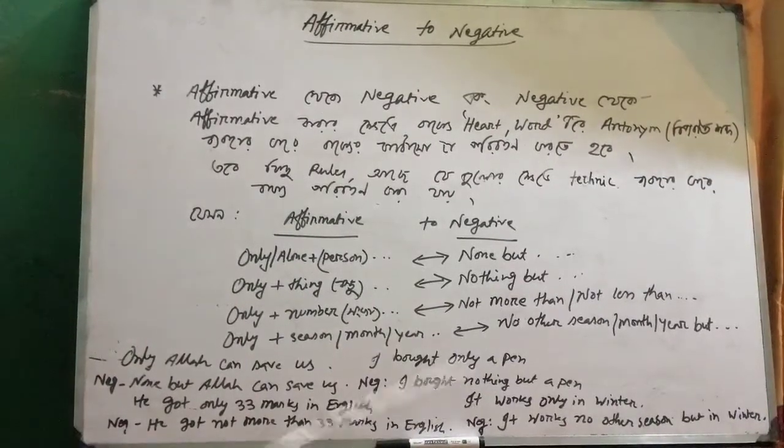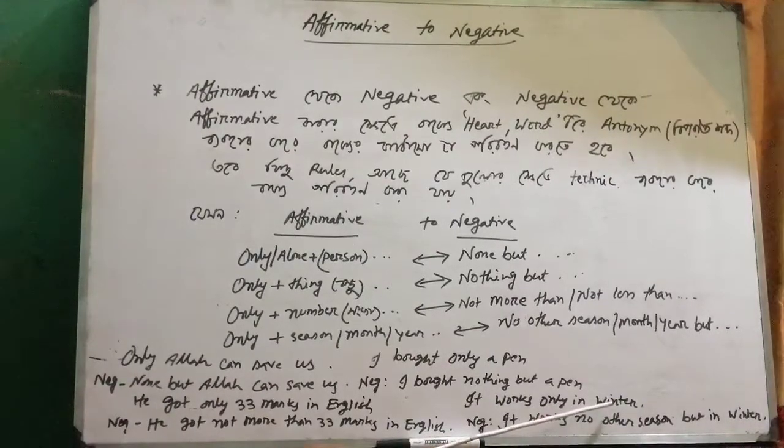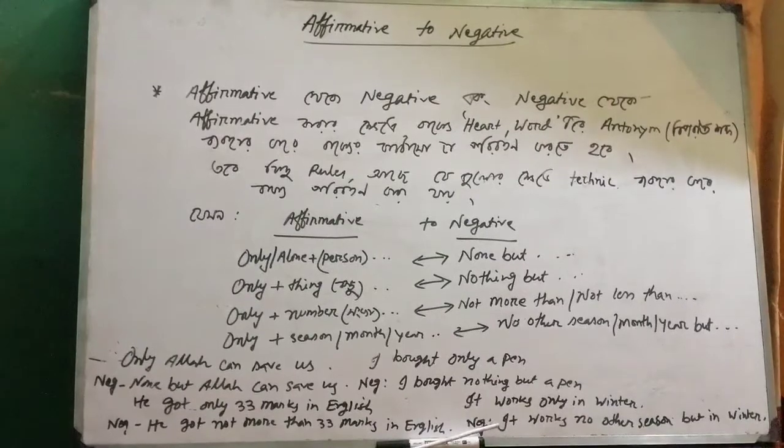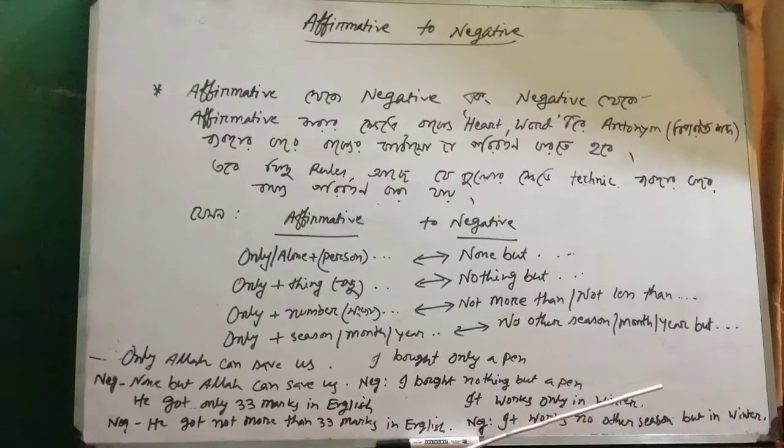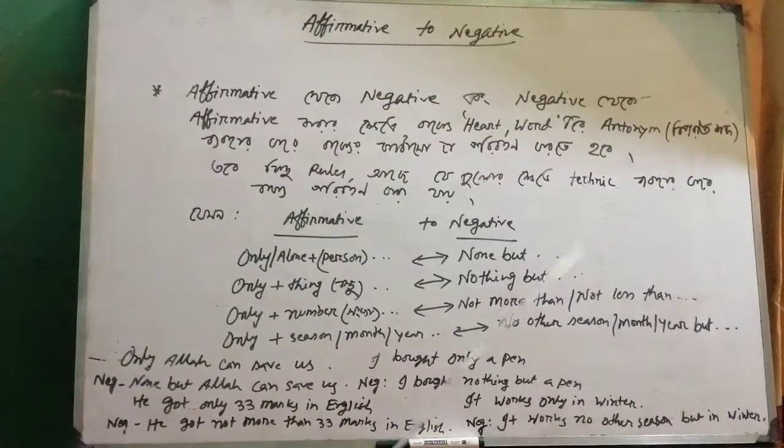The last one, only plus season. It works only in winter. And if I would like to change it to negative, it works in no other season but winter. In the place of only, no other season but in winter. I mean winter is the rest of the words here.